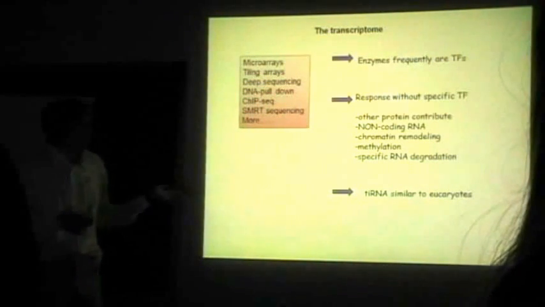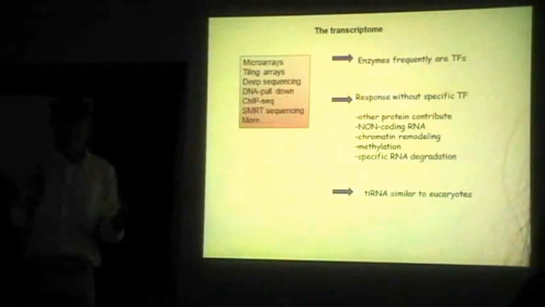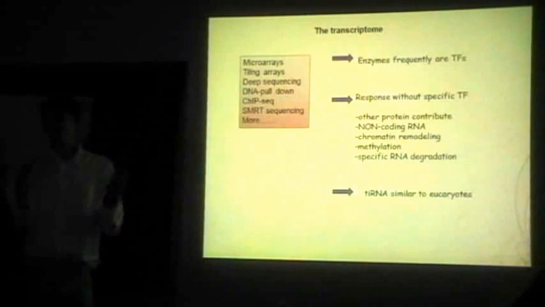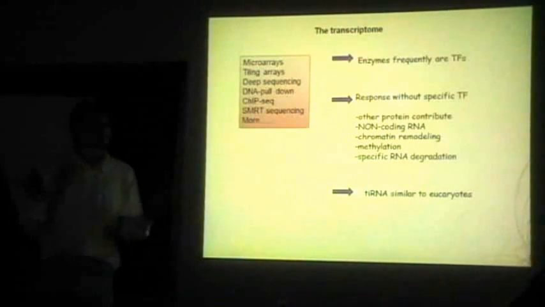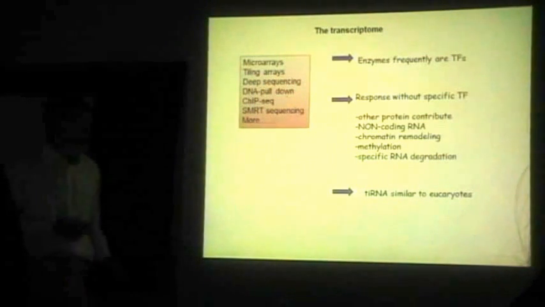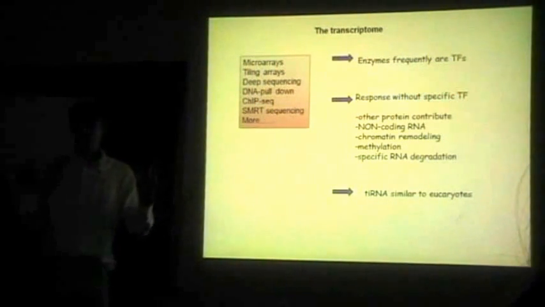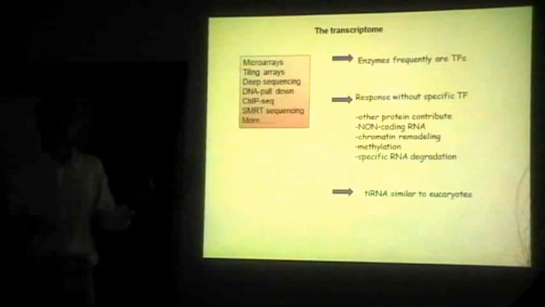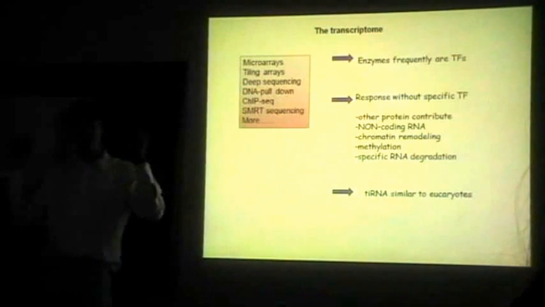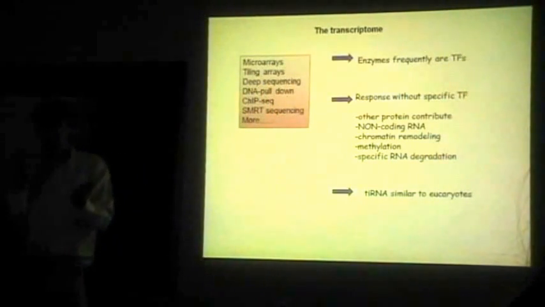Let me make it more clear. You have Bacillus subtilis, you have Mycoplasma pneumonia. In the case of Bacillus subtilis, you have a profile of responding to some kind of perturbation, for example, osmotic response. And the same proteins are expressed in the case of osmotic response, both in Mycoplasma pneumonia and in Bacillus subtilis. But in the case of Mycoplasma pneumonia, you simply don't have transcription factors. So what can contribute? Maybe other proteins can contribute, maybe non-coding RNA can contribute, maybe chromatin remodeling can contribute, methylation, specific DNA degradation, and so on.